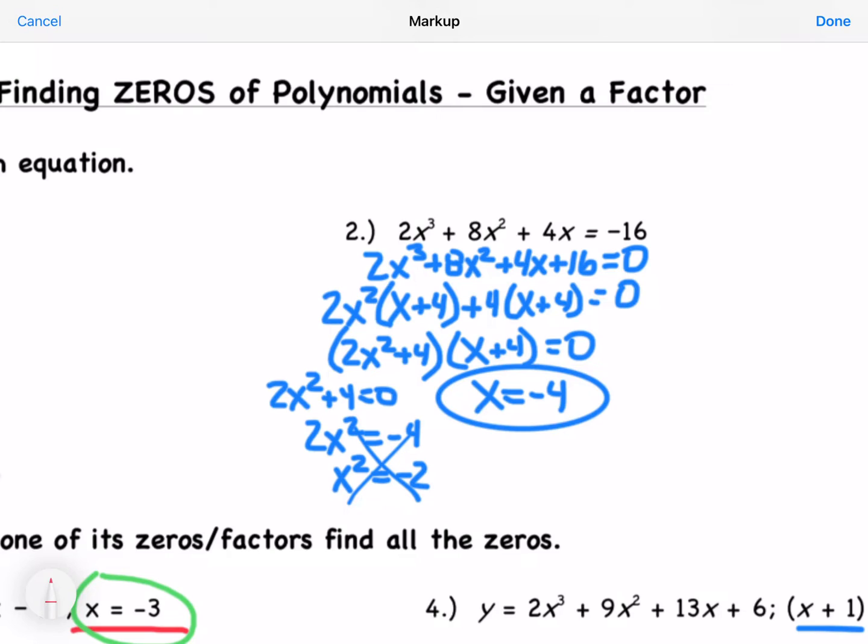And so then I combine 2x squared plus 4, and then the x plus 4 stays equal to 0. So when x plus 4 equals 0, x equals negative 4. When 2x squared plus 4 equals 0, I end up getting something squared equal to a negative. And so that's not possible unless we're dealing with imaginary numbers, which in this case we are not. So you can see I crossed that option out.